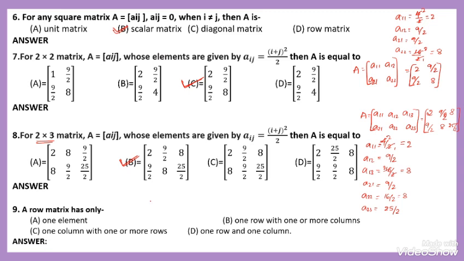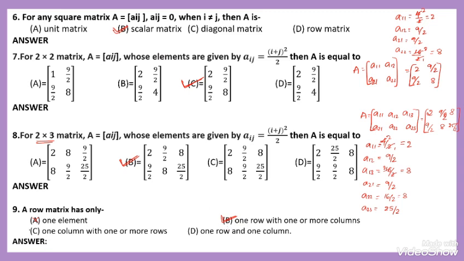Now, the question number 9. A row matrix has only... A row matrix means only one row will be present irrespective of columns. Okay, row matrix means one row will be present irrespective of columns. Here one element, the option is wrong. One row with one or more columns, yes, this is by the definition of row matrix. The option number B is correct.